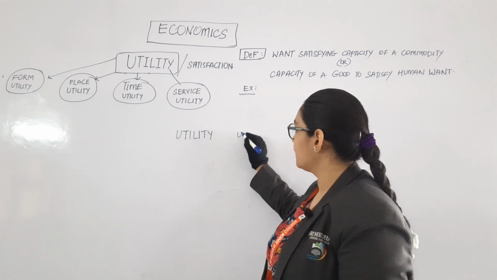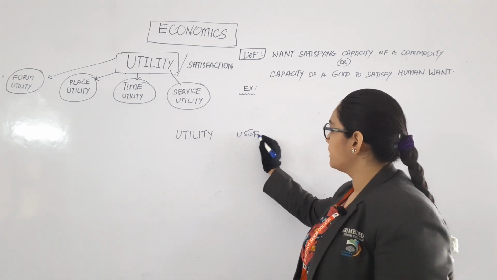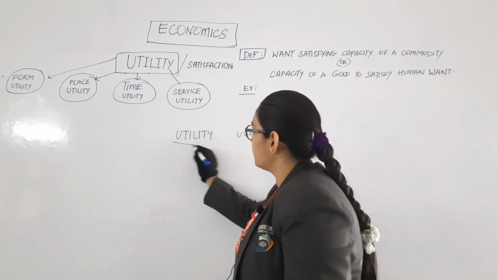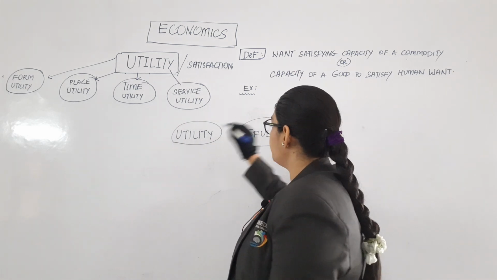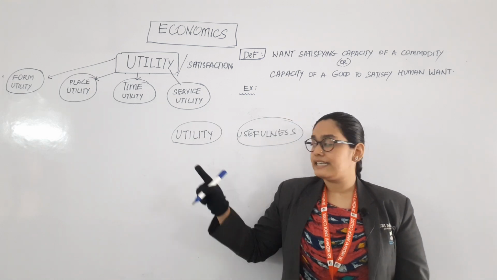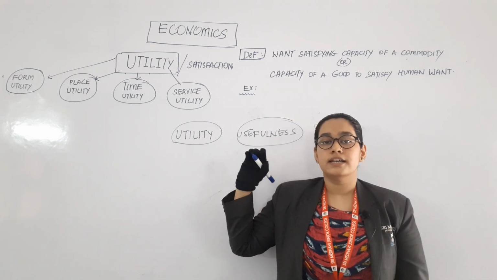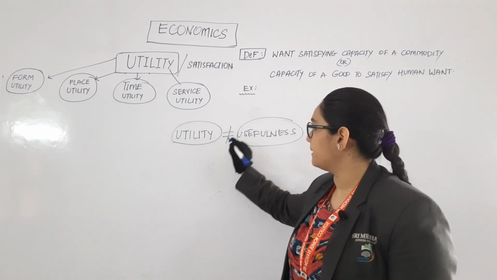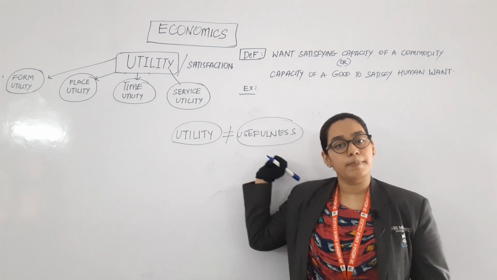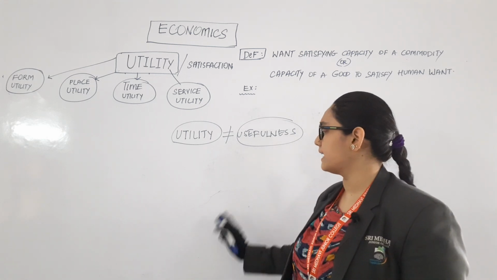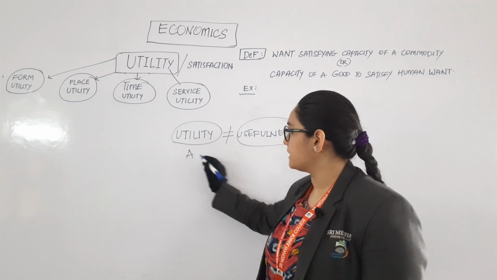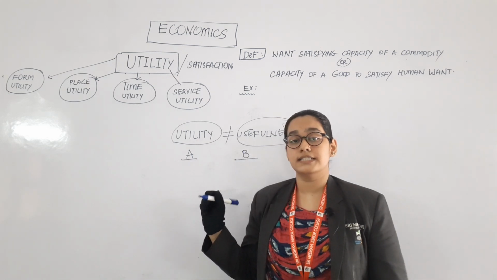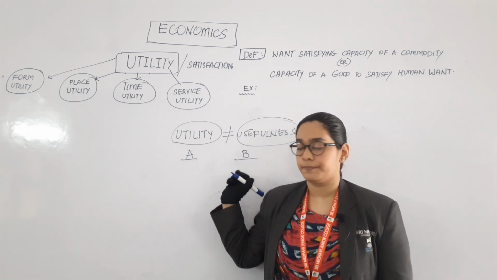Before starting the concept, many people get confused between utility and usefulness. But these are two terms which are much different from each other. Utility is a completely different concept when compared to usefulness. For example, we have two persons, person A and person B.